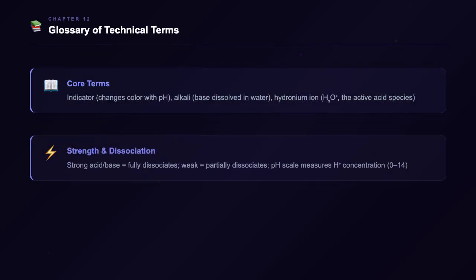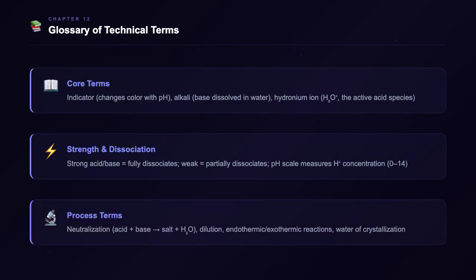An acid-base indicator changes color when the pH changes. It's a chemical substance that reacts to pH levels. An alkali is a base that dissolves in water, producing hydroxide ions. Ionization occurs when a substance forms ions from neutral molecules. There are two types of ions: anions, which are negatively charged, and cations, which are positively charged. The hydronium ion is a protonated water molecule and is the active acidic species in solution.